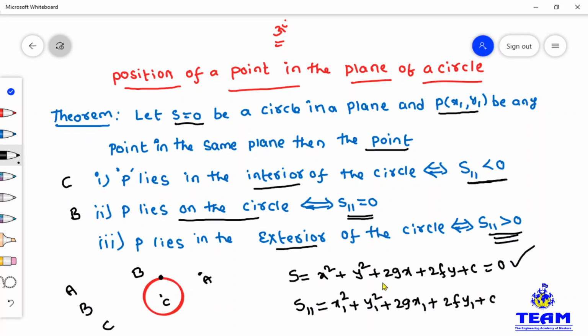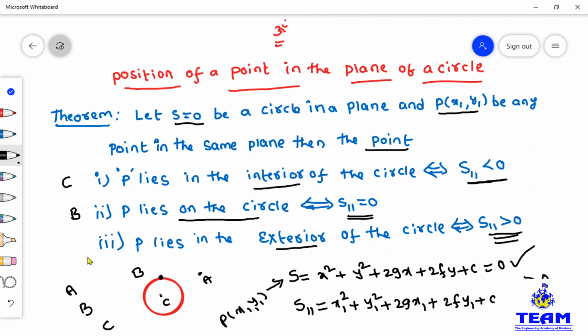This is the circle, friends. If you put the point P(x1, y1) in the circle S, then you will have S11. This S11 might be greater than 0, equal to 0, or less than 0. Based on this only, we can verify the position of the point: inside, on, or outside.